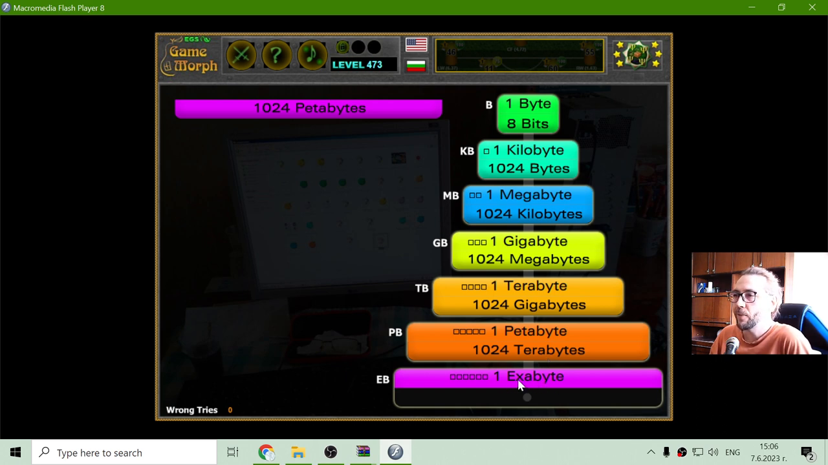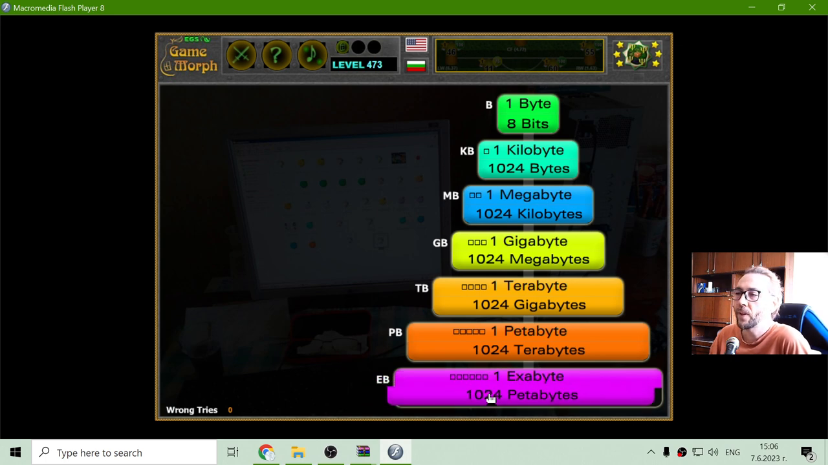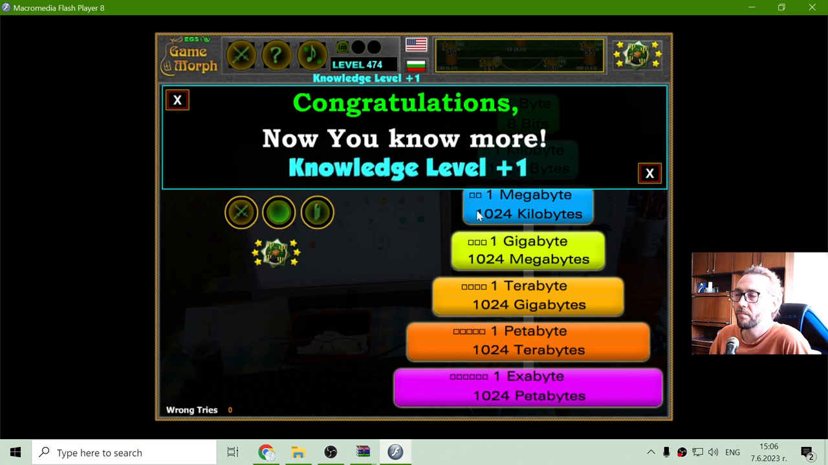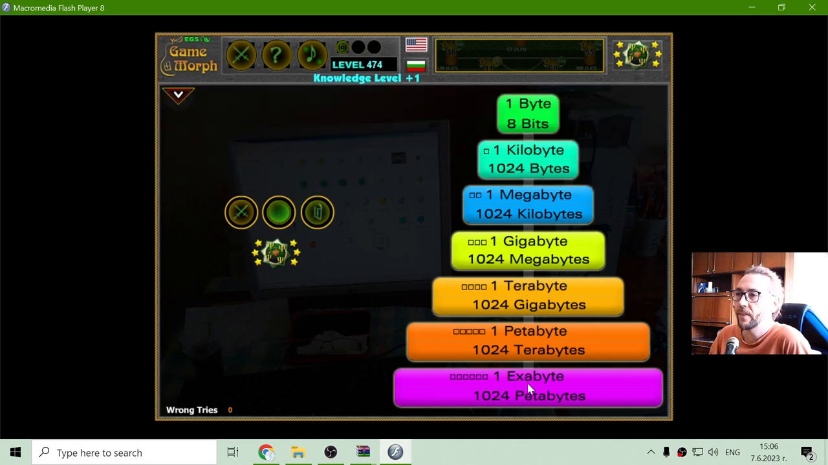And finally, we have 1 exabyte, which should equal 1024 petabytes. Maybe Google have exabytes. They probably have that amount of information stored on their devices. Or I don't know. Maybe they do, maybe they don't.